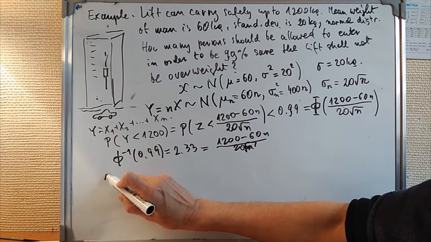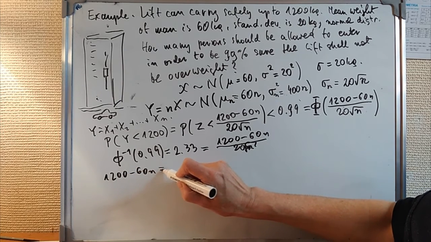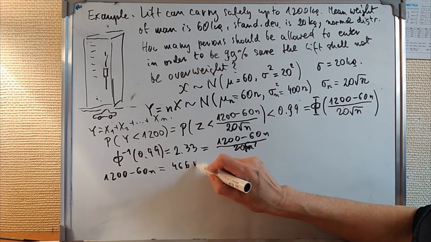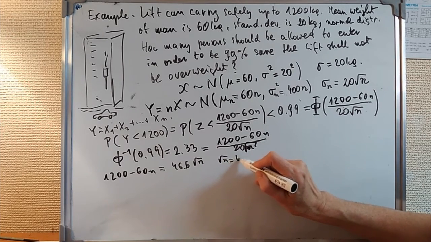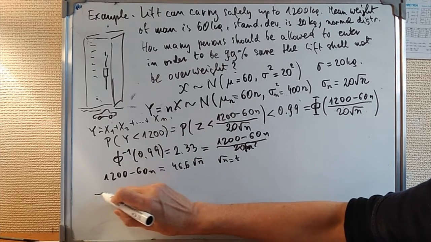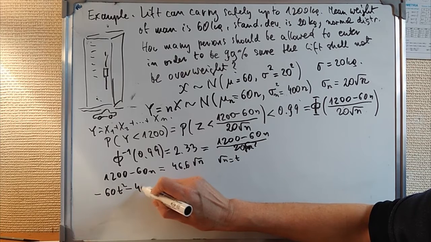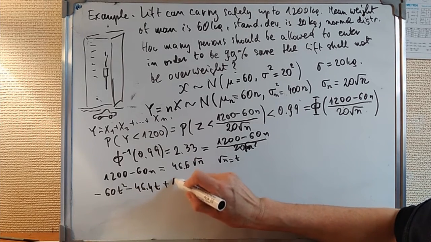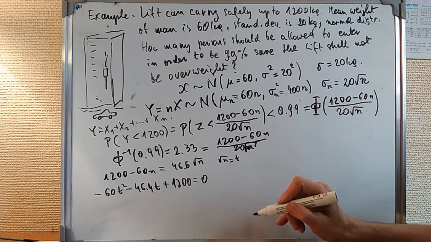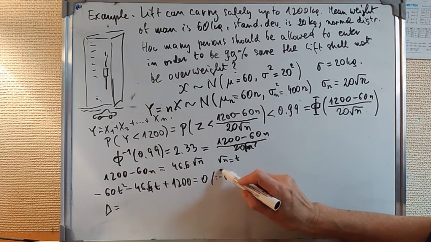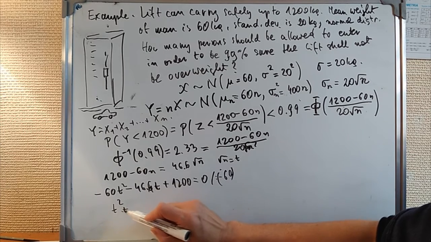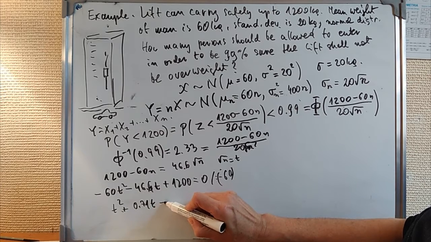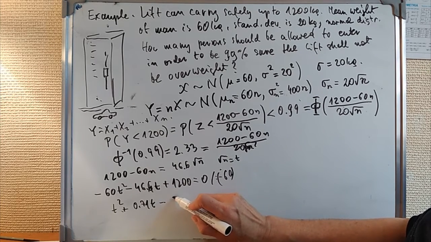So we have 1,200 minus 60n equals 46.6 square root of n. Okay. We can replace now square root of n by t. So we have n, let's order this equation. Minus 60t squared minus 46.6t plus 1200 equals 0. So we have an ordinary quadratic equation. First we can divide by minus 60, it will be easier for us to calculate. So we have t squared plus 0.77t minus 20 equals 0.